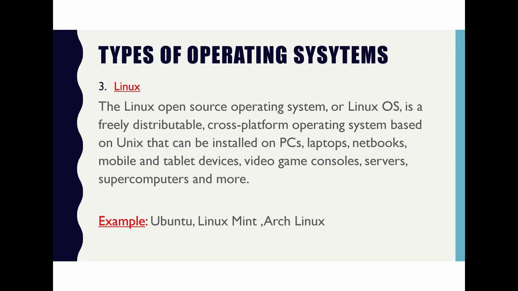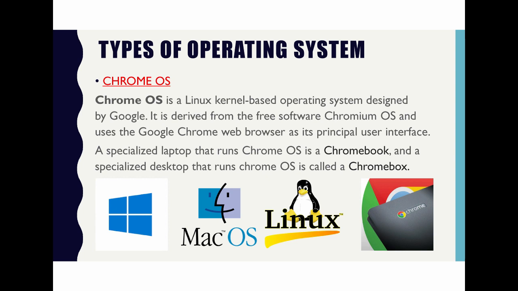Okay, now another type of operating system is Chrome OS. What is Chrome OS? It's a Linux kernel based operating system. Kernel, it's a new word for you. Basically, kernel refers to something much like an operating system, but it's not actually an operating system. It's the central component, or you could say the heart of an operating system.